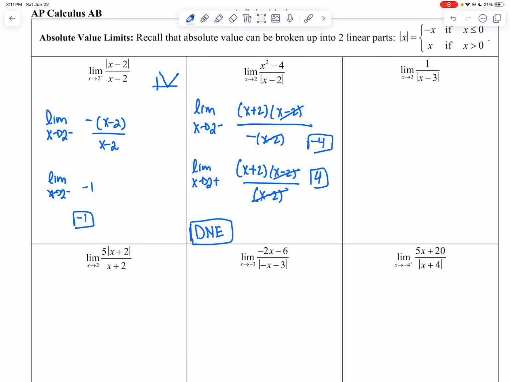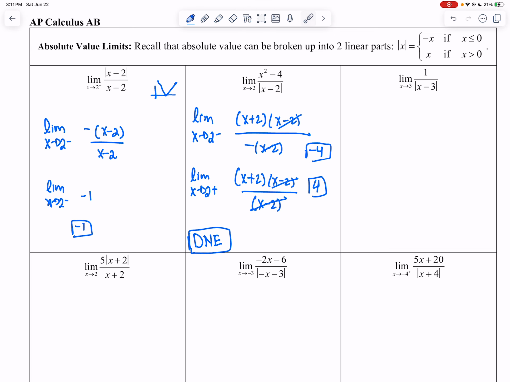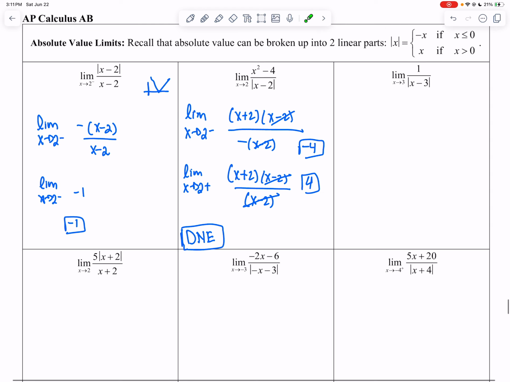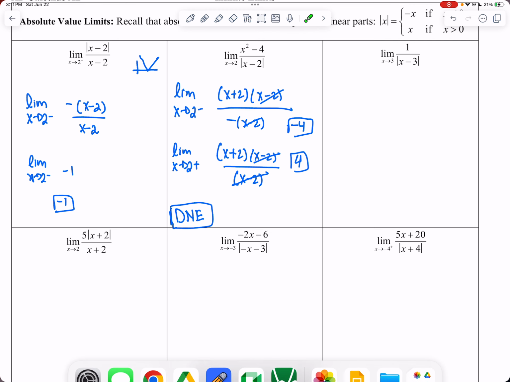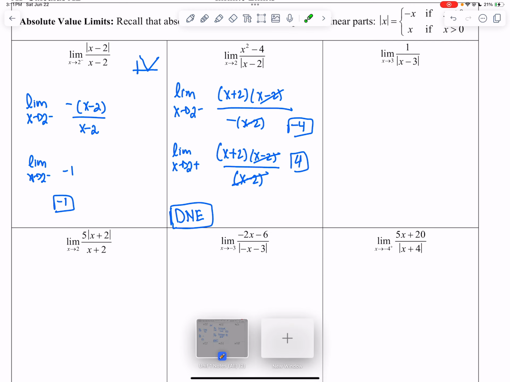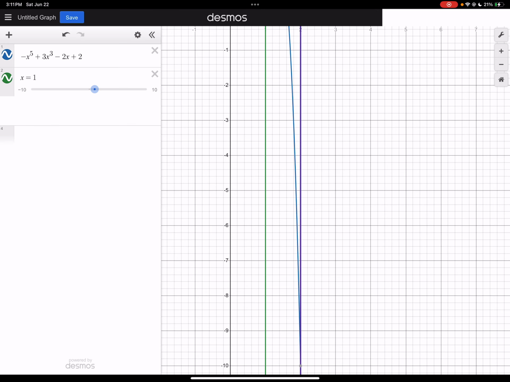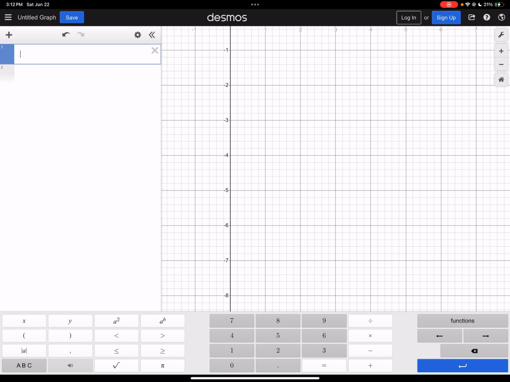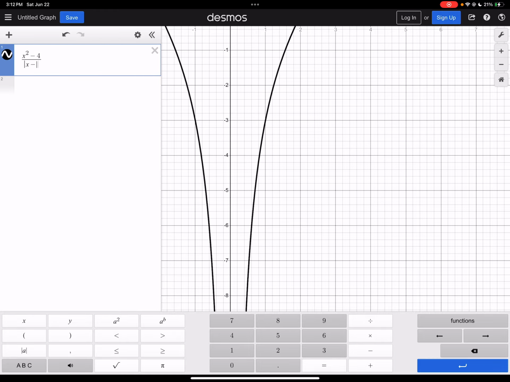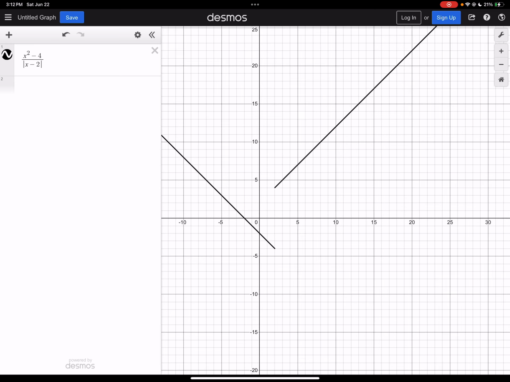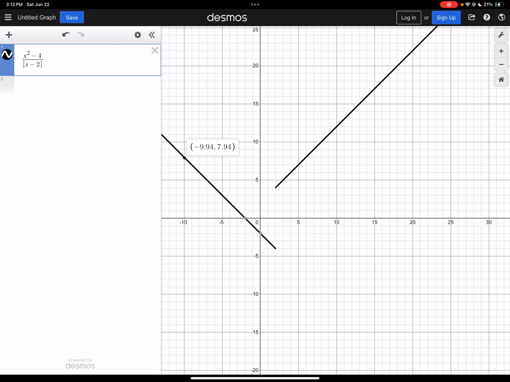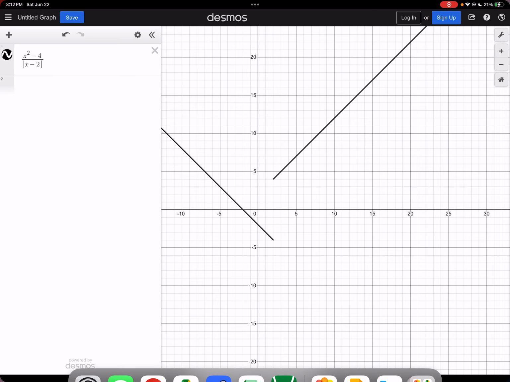Now, you'll realize pretty quickly if I have a two-sided limit like these right here, like this one, probably this one too, it's not going to exist because it has to be split up into two parts. So, as an example, we're going to look at x squared minus 4, and we're going to look at the absolute value of x minus 2 here. And if I were to look at this, you'll notice that, hey, it's being split up into two parts. I have my left side and I have my right side. And of course, since they don't match up, my limit doesn't exist.